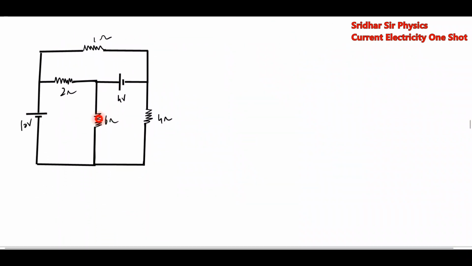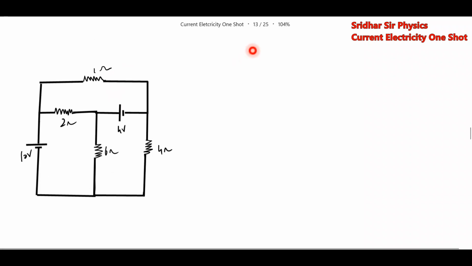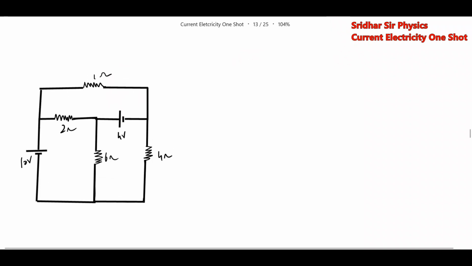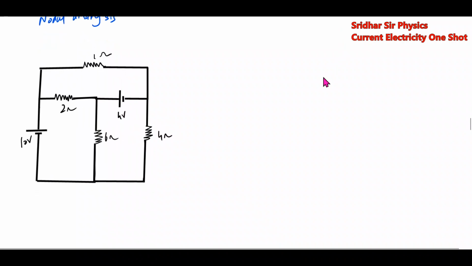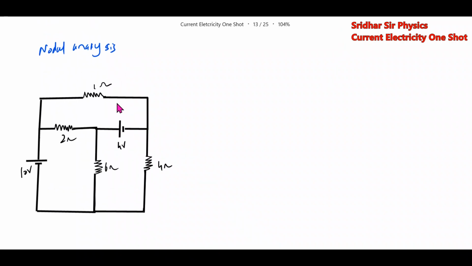We'll take the next one. Same nodal analysis, based on the nodal analysis. This is how to assume things. Here I'll start from here. Let this be 0 potential. There's one common wire, so 0 potential. So this one will be 10 volt.